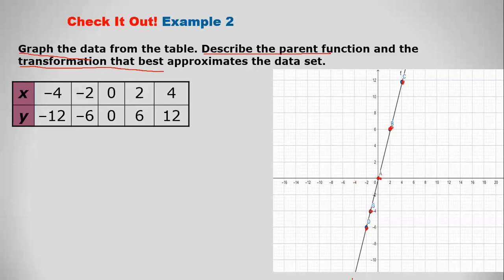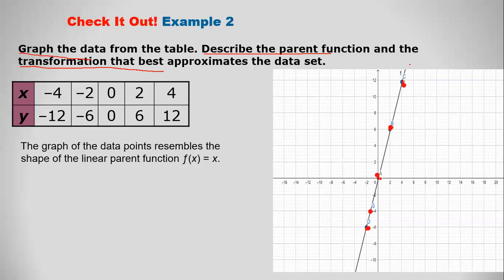-4, it will be 12 and make a line. If we make a line, what is the type for the parent function? Yes, line. So it's a linear function. Okay? It is the linear function.